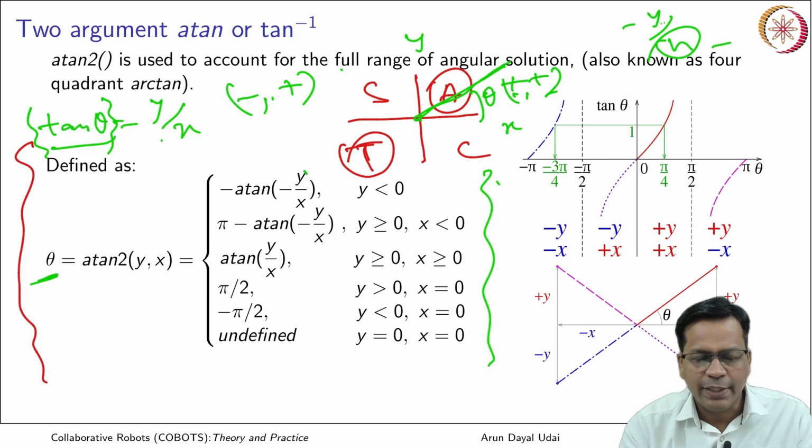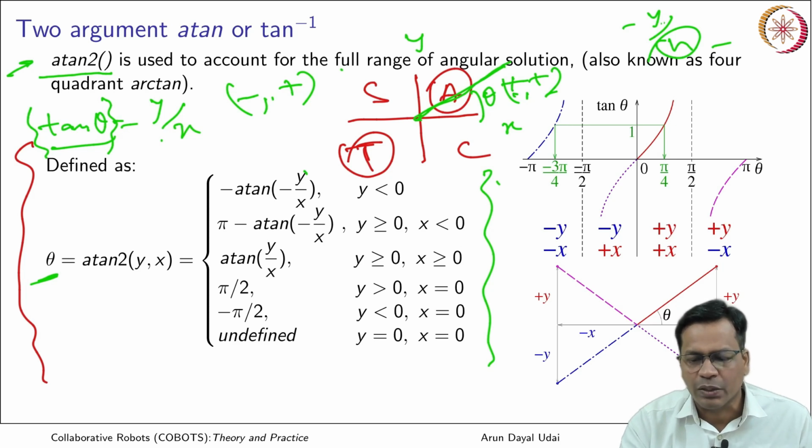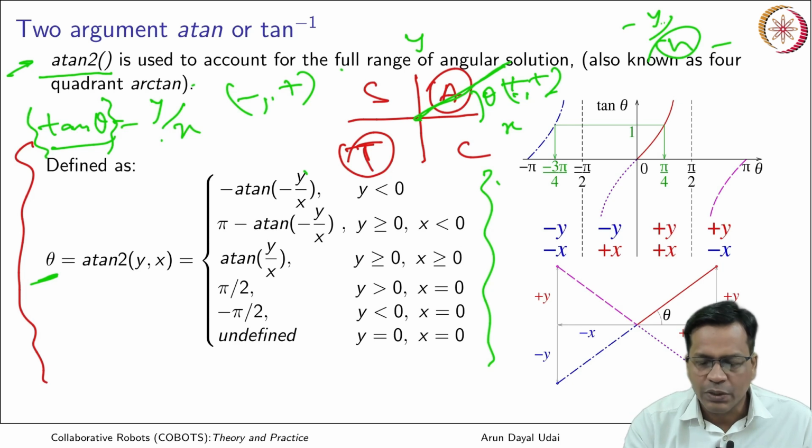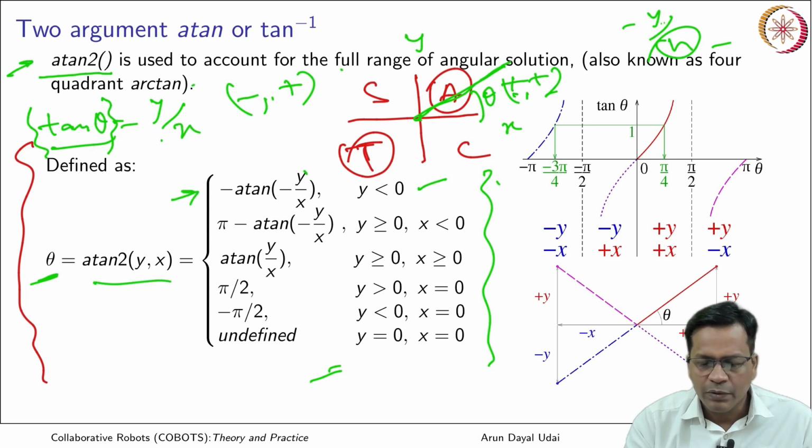Okay, so in this case it is known as A tan 2 solution, and it is a ready-made function available in quite a lot of programming languages like MATLAB or Python libraries. It is an inbuilt function. So this accounts for full range of angular solution, also known as 4 quadrant arc tangent solution. So these are the conditions, you can go through this, and for each condition, for y less than 0, you have to consider this value of theta.